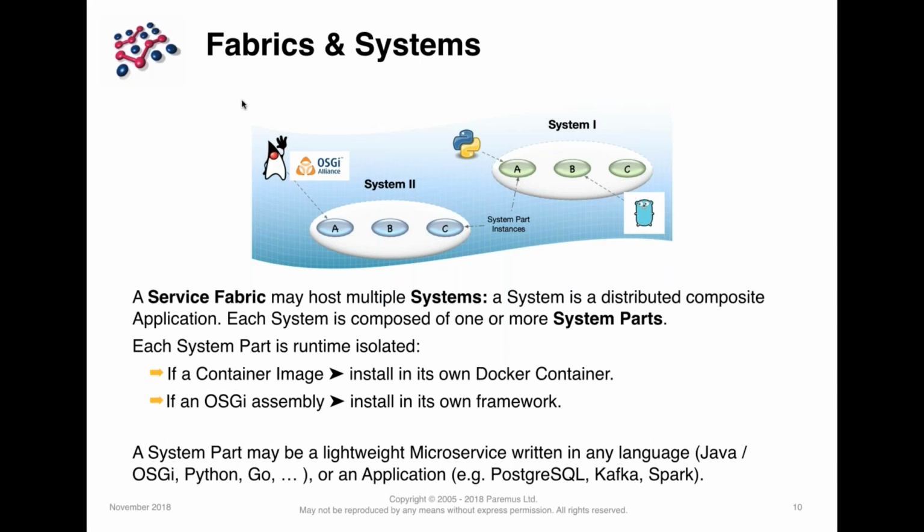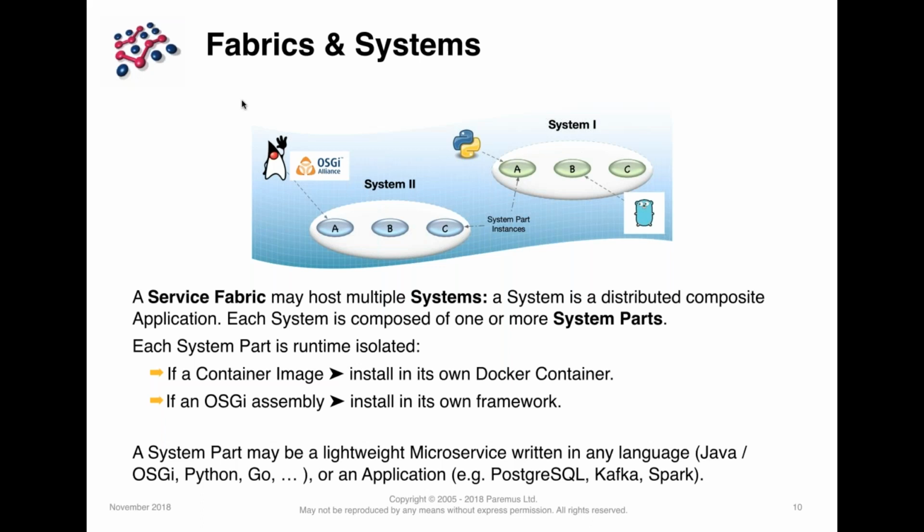A service fabric can host multiple systems. A system is a distributed composite application. It's something that you want to manage as a unit in your production environment. A system may be composed of one or more system parts, and each system part is isolated within its own runtime environment.